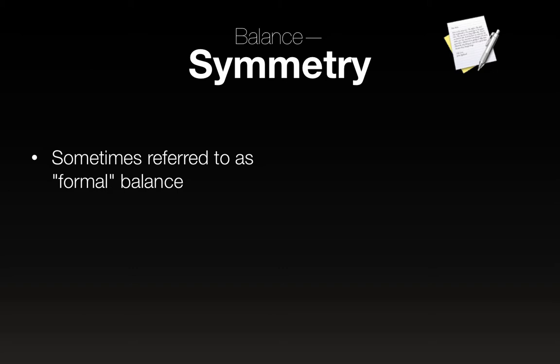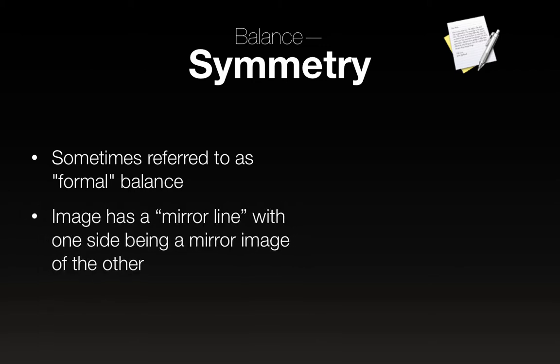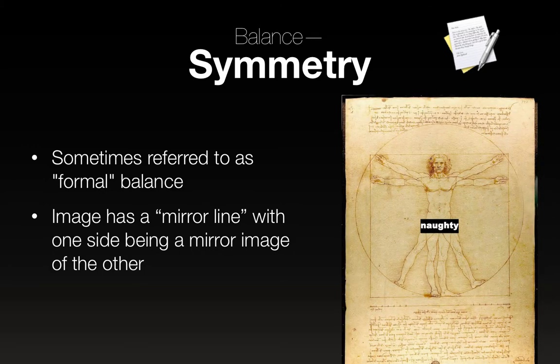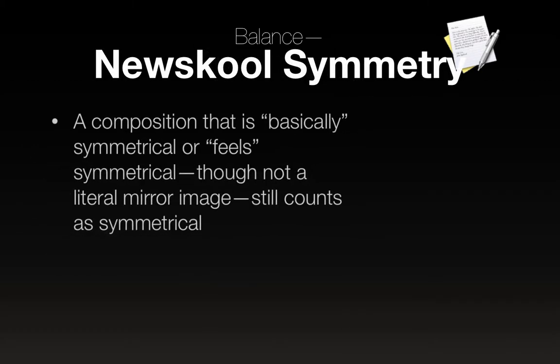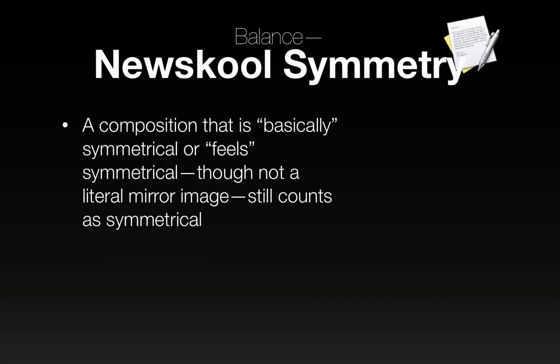Symmetry, and here's one of the types of compositions you'll be trying to create. Sometimes symmetry is referred to as formal balance. Basically, the image has a mirror line with one side being a mirror image of the other. And here's probably one of the most famous images of symmetry. A composition that is basically symmetrical, or feels symmetrical, though not a literal image, still counts as symmetrical.